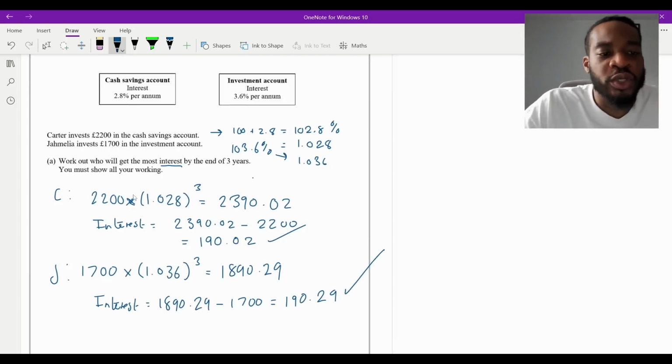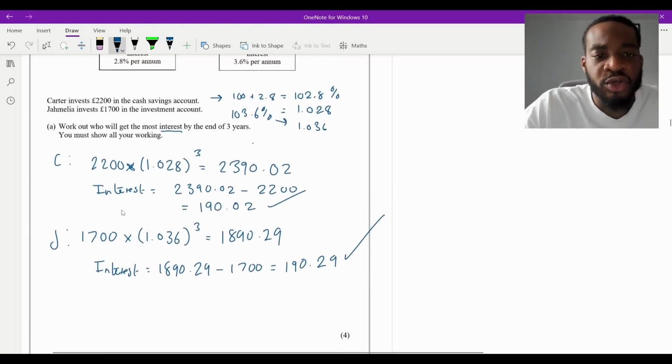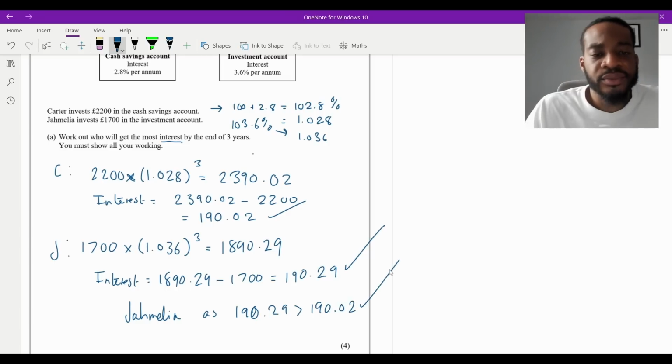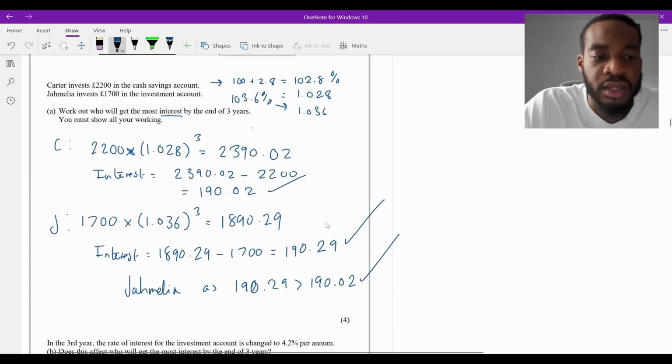Who gets the most interest? Well, it's clear to see that Jamelia does, but not by much though. Yeah. So we're just going to say Jamelia now, as 190.29 is greater than 190 and 2 pence. So that's part A, and that's 4 marks.